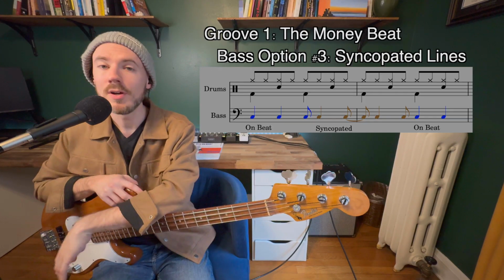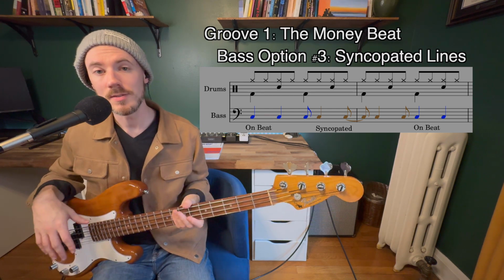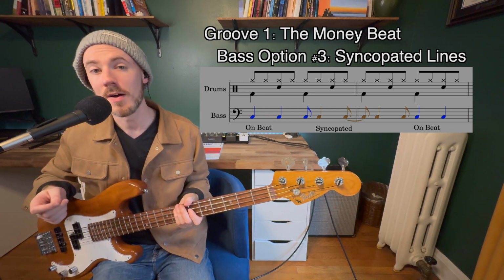So let's listen to one more example, and this time, don't just notice the syncopations in the bass, notice how they get back to the downbeat.